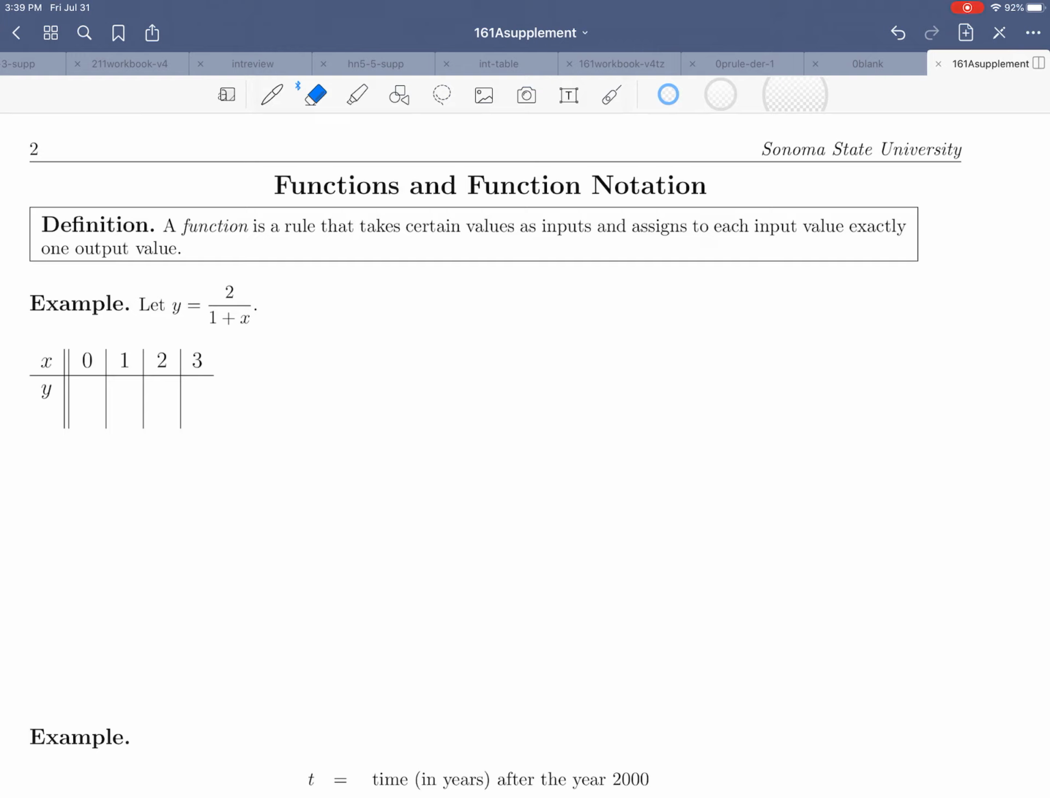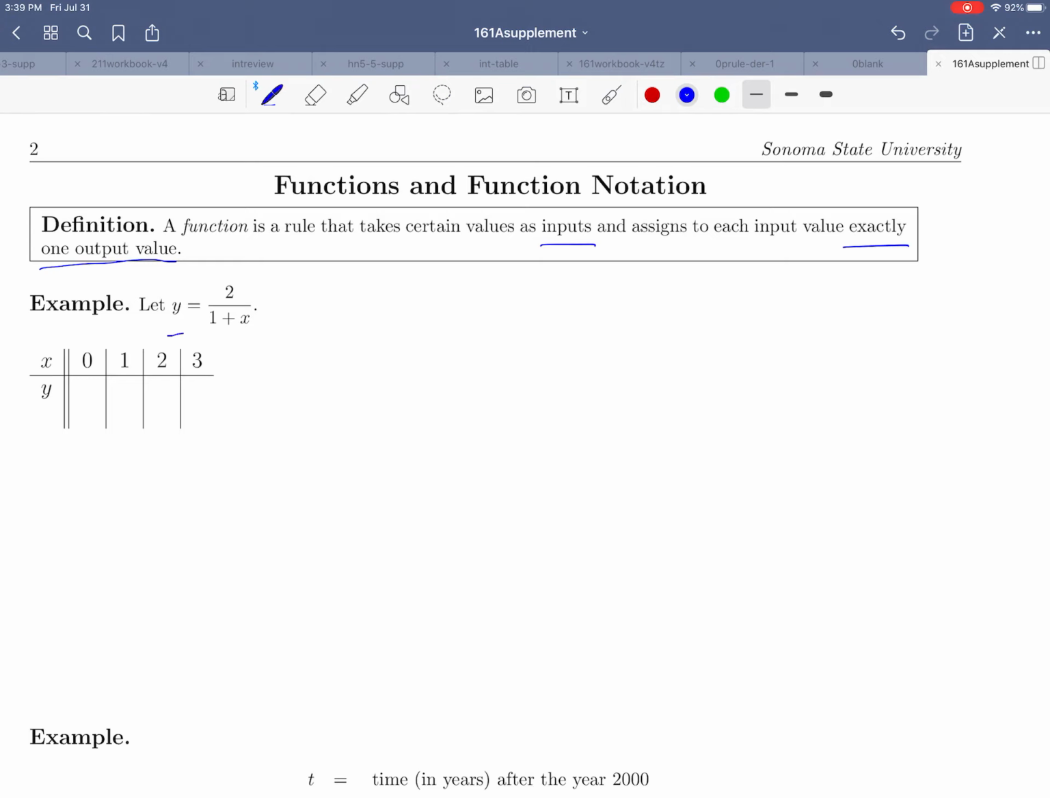So the definition of a function says that a function is a rule that takes certain values as inputs and assigns to each input exactly one output. And we can represent functions in different ways. Our first example is using an algebraic equation or formula.